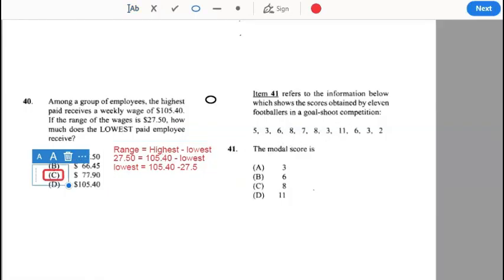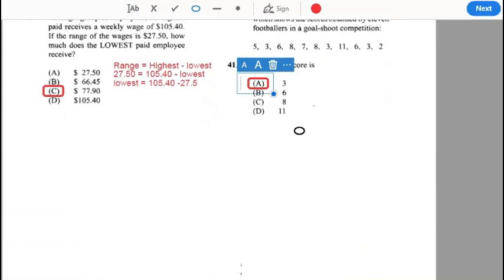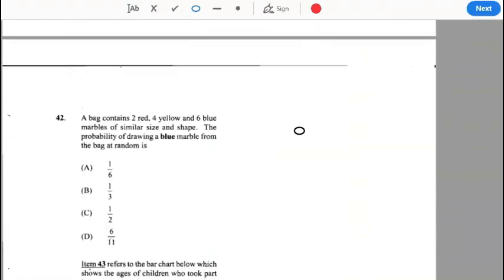Modal score from this set of numbers is, as you know, the number that occurs the most, and 3 occurs 3 times in this set of numbers. If we're looking for the median, guys, remember, you arrange the numbers from largest to smallest or smallest to largest, so in order, and then find the middle number. If 2 numbers appear in the middle, you add them both, then divide by 2. And if you're finding the mean, you add everything, then divide by the amount of numbers that are present.